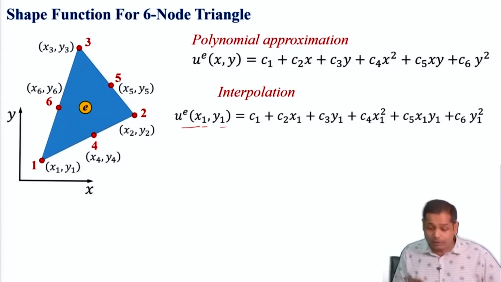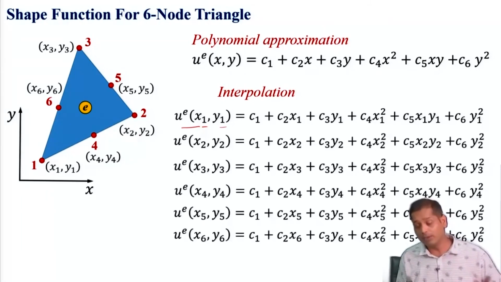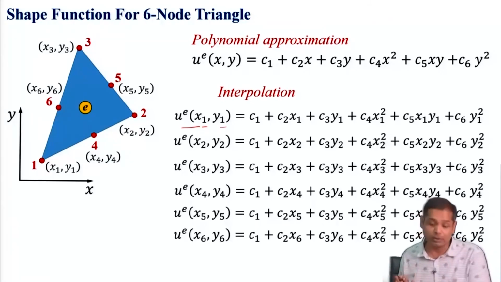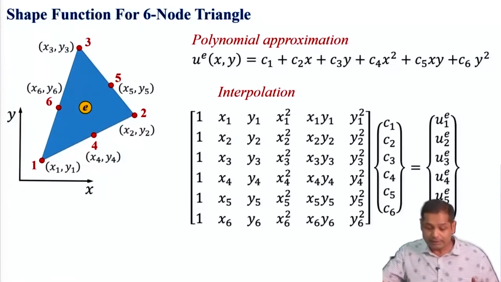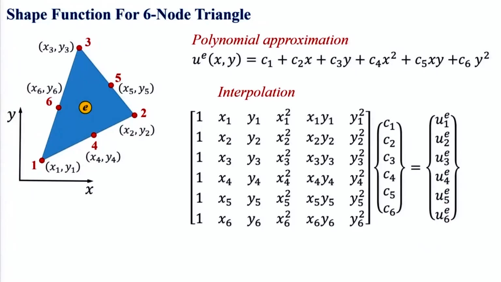Now, this condition needs to be satisfied at all the nodes. When satisfied at all the nodes, we have this set of equations. So we have 6 independent equations. There are 6 constants to be determined. We solve them and get the constants. So this is the equation we can write in matrix form, where these are the constants to be evaluated, and u1, u2, u3, u4 and so on are the nodal values.